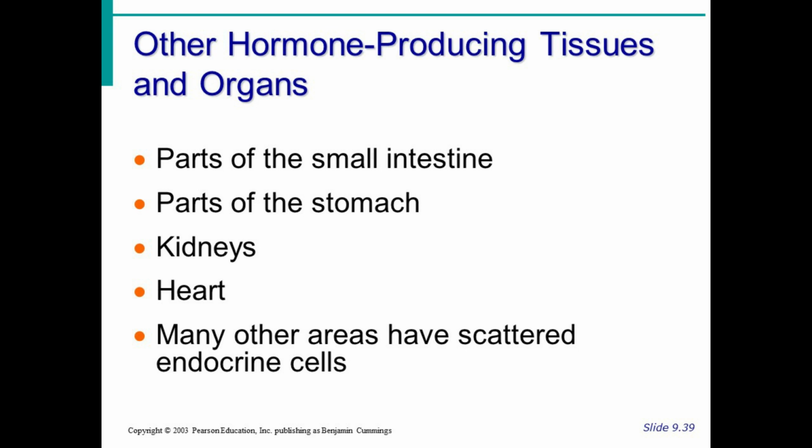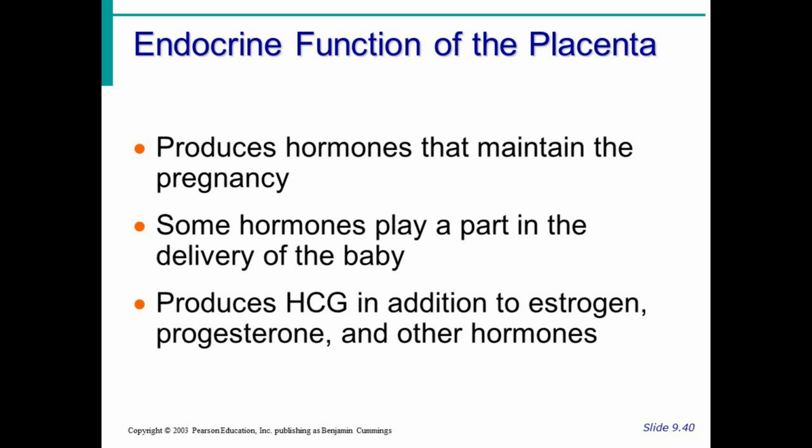Again, aside from our major endocrine glands, we have other hormone-producing tissues and organs. These are parts of the small intestine, parts of the stomach, kidneys, heart, and many other areas that have scattered endocrine cells. The placenta during pregnancy also has an endocrine function. It produces hormones that maintain the pregnancy. Some hormones play a part in the delivery of the baby. So, this placenta produces HCG or the human chorionic gonadotropin hormone in addition to the estrogen, progesterone, and other hormones that it produces.